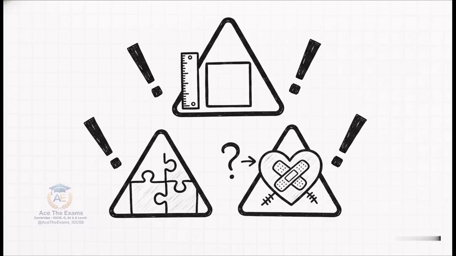Number 2, confusing key terminology. And number 3, providing answers that just aren't specific to the given context. Look, if the question gives you a graph about a diseased heart and you write a generic, perfectly memorized textbook answer about a healthy heart, you get nothing. You have to apply your knowledge to their specific scenario.